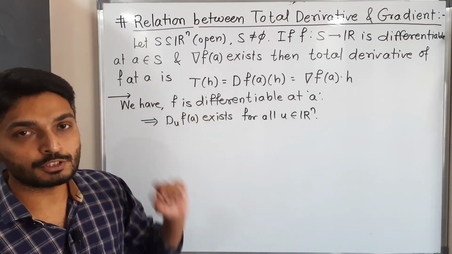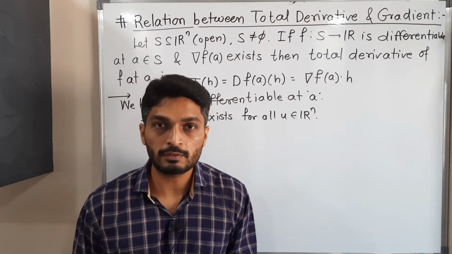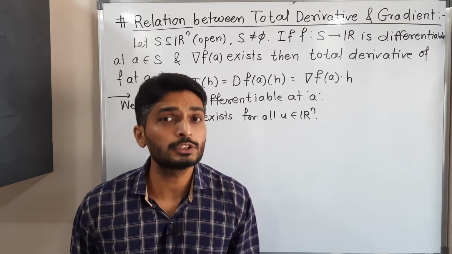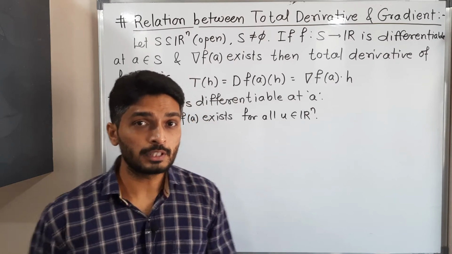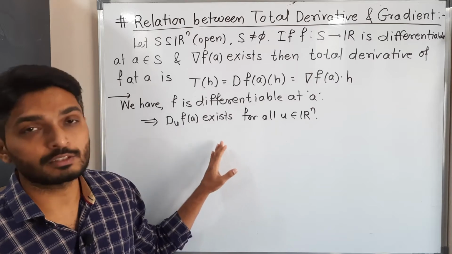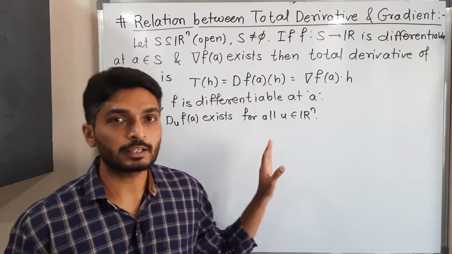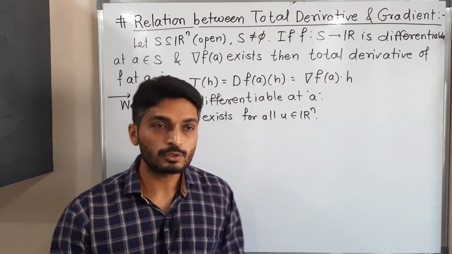So f is differentiable at a. This is the given information I have written here. The function being differentiable implies the directional derivative of f exists in any direction u. That I also mentioned here. So let us start now.